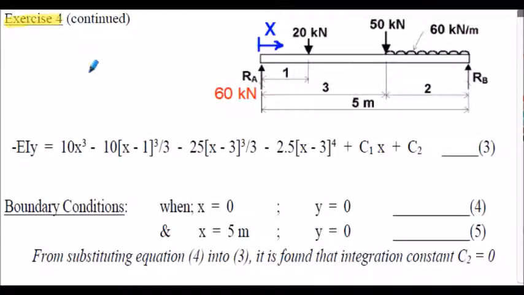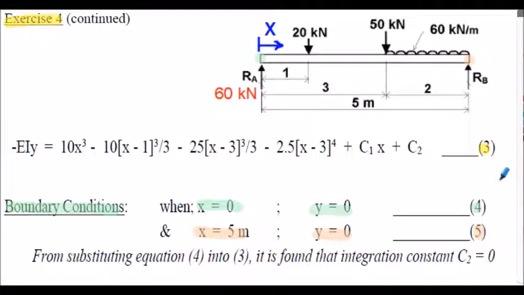Exercise 4, solution continued here. Just repeated equation 3 from the previous slide for convenience. I'm going to refer to that in a moment. So let's consider the boundary conditions for this particular beam. Well, we know when x is equal to 0, the left-hand end, then the deflection at that point will be assumed to be 0. So I've labelled that boundary condition as item 4 here. And we also know when x is equal to 5, that's at the right-hand end of the beam where we have another reaction, we will have again a 0 deflection. I've labelled that boundary condition as item 5 here.